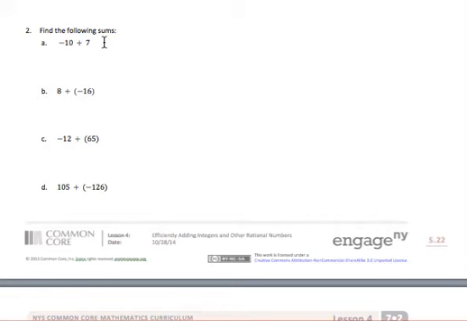So if we take a look at the problem, negative 10 plus 7, they have opposite signs, which means that they're going to go in different directions on the number line. So what we'll need to do is subtract their absolute values. And 10 minus 7 is 3. And the answer will be negative because the larger absolute value is a number that is negative.